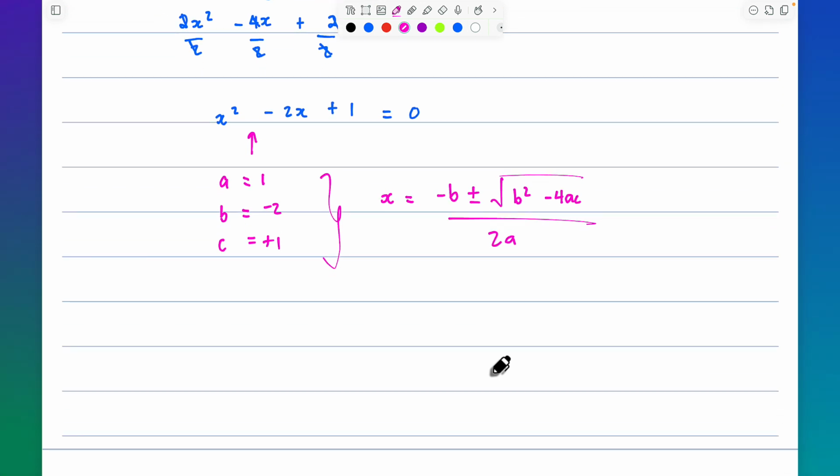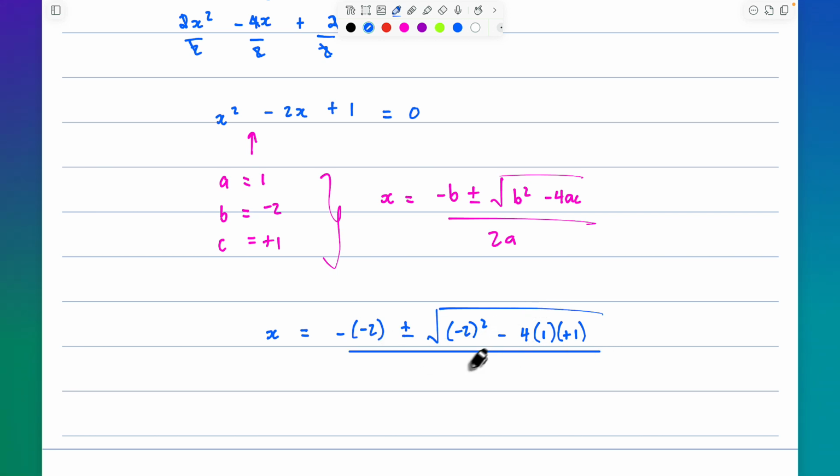Our a, our b, our c. So in order for us to solve for x, we're saying this is equal to -b, which is -2, plus or minus the square root of b squared, which is -2 squared, minus 4 times your a value, which is 1, times your c value, which is +1, all divided by 2 times 1, which is just 2. So we'll leave it like that.